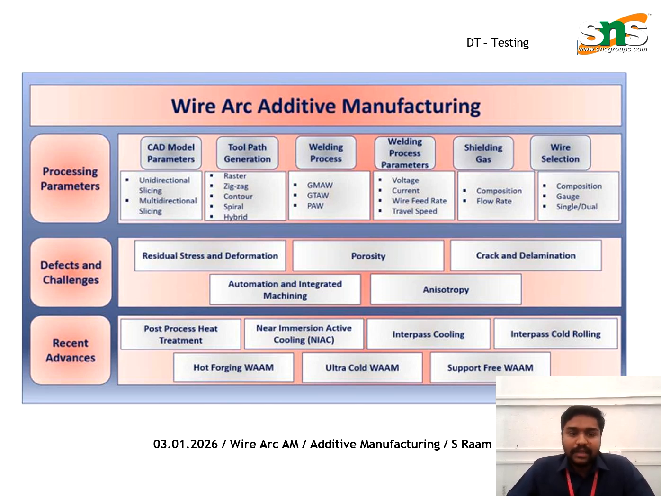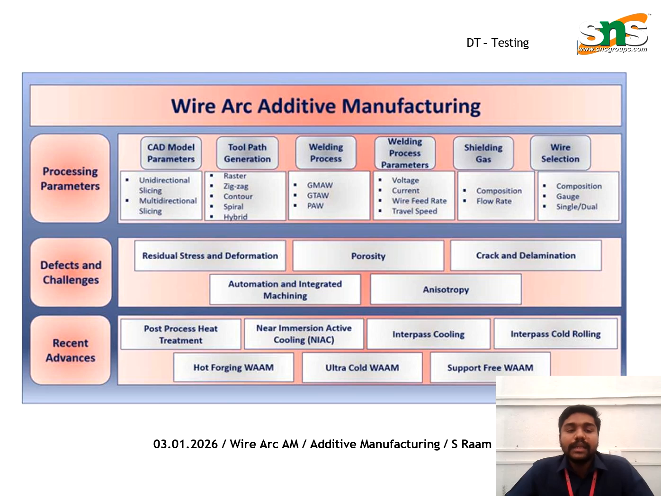On the other hand, the defects and challenges also need to be considered. The main problem is residual stress and deformation, which is the key challenge for the feasibility of wire additive manufacturing products. Second is porosity. Third is cracks and delamination. Fourth, automation-integrated machining is too difficult for this type of additive manufacturing process. The fifth one is anisotropy: the internal structure cannot be even in wire additive manufacturing.